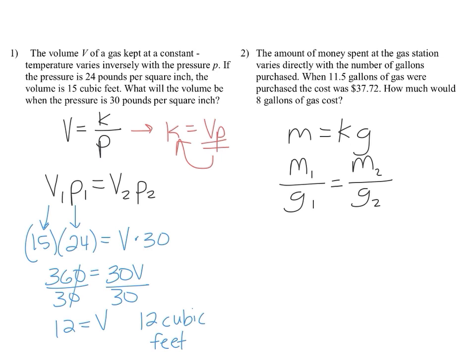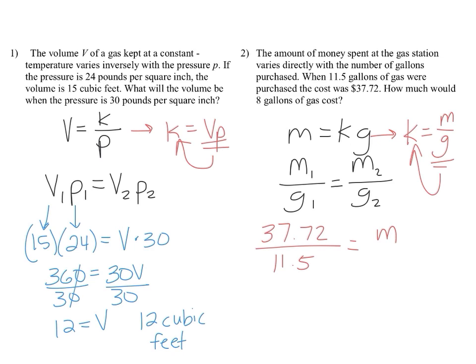Now, why again can I use a proportion? Because if I solve for K, I get M over G. And that is what is saying K is constant. Okay, so if I am spending $37.72 on 11.5 gallons, that's going to equal what would I be spending on 8 gallons? Now, you should remember how to solve a proportion. To solve a proportion, you're going to cross multiply and set those cross products equal to each other. So that means we have 37.72 times 8, and that's going to equal 11.5 times M. So again, cross product. So multiply diagonally and set them equal to each other.